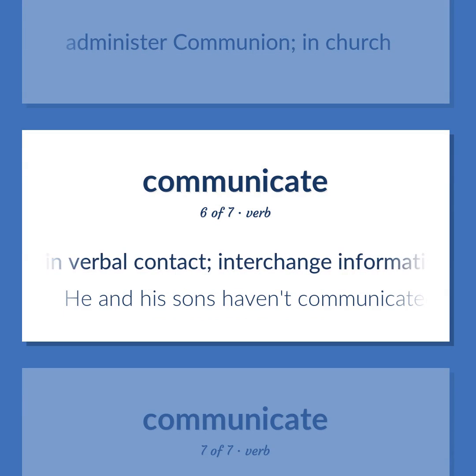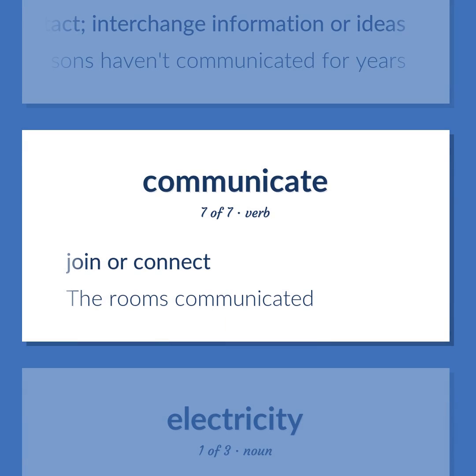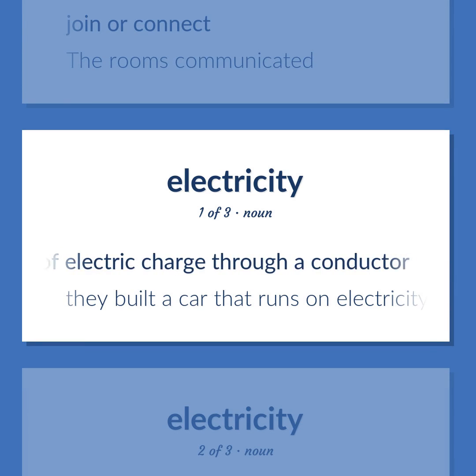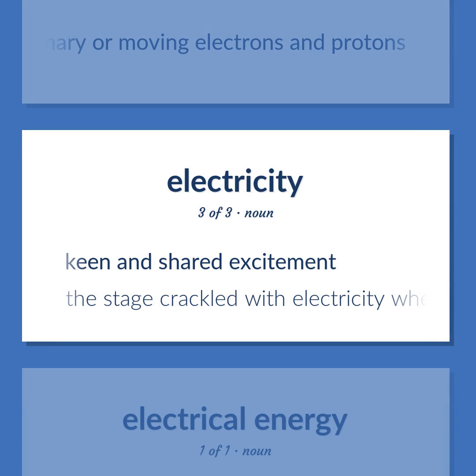Be in verbal contact. Interchange information or ideas. He and his sons haven't communicated for years. Join or connect. The rooms communicated. Energy made available by the flow of electric charge through a conductor. They built a car that runs on electricity. A physical phenomenon associated with stationary or moving electrons and protons. Keen and shared excitement. The stage crackled with electricity whenever she was on it.